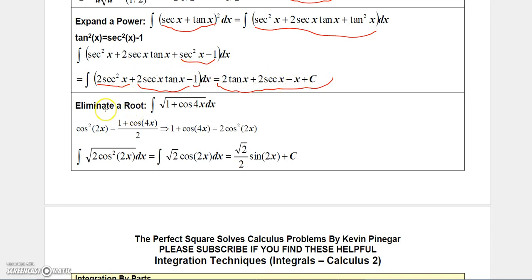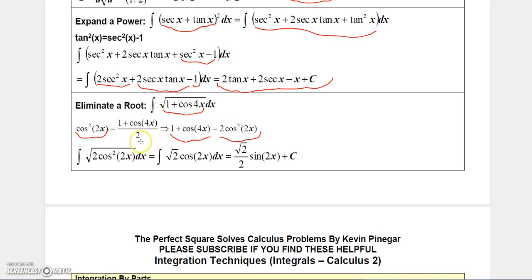and then the minus 1 becomes x. Okay, one last one here, and I'm going to cover this kind of quickly, but 1 plus cosine of 4x can be written as a cosine squared function. Since 1 plus cosine 4x over 2 is cosine squared of 2x, if you multiply both sides by 2, you'll get a value that represents 1 plus cosine 4x.